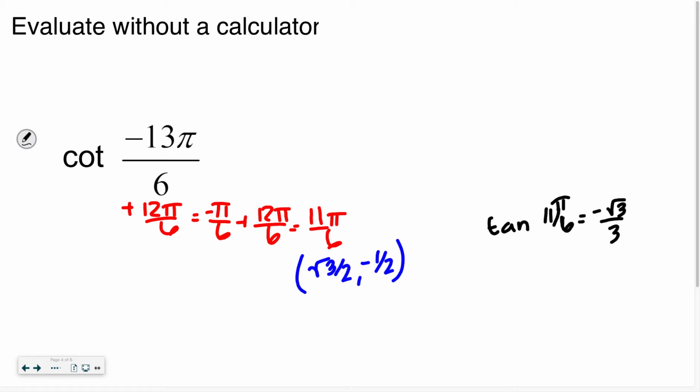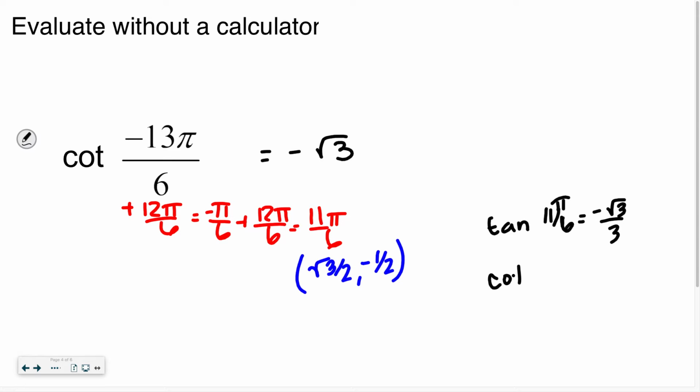Negative radical 3. Eventually you'll be doing these so many times that you won't actually have to do the work. If you see square root 3 over 3, the reciprocal of that is square root 3. If you don't know that, you could always flip it, right?